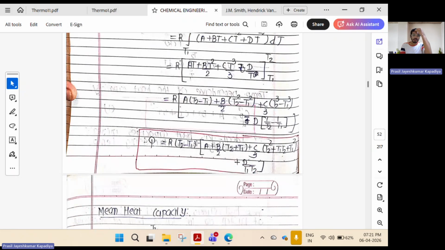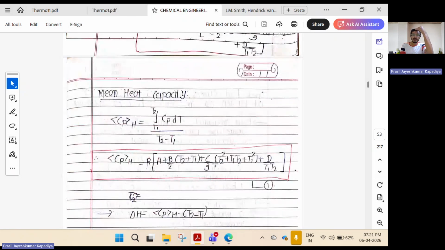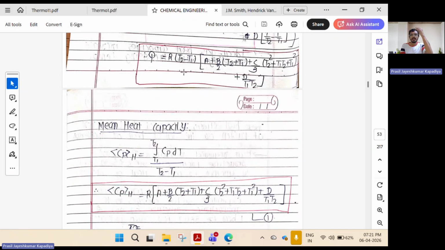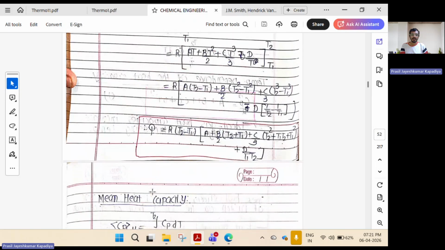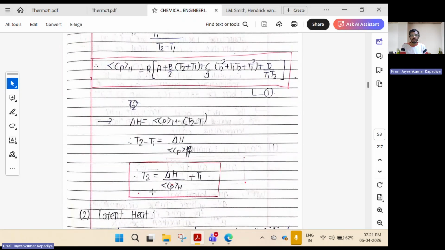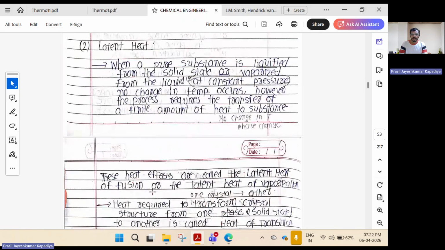So from that you can find out Q and the mean heat capacity over some temperature range. You just need to divide this equation by delta T. So the delta T terms cancel out and you are left with the mean heat capacity. We will now go through some examples here.